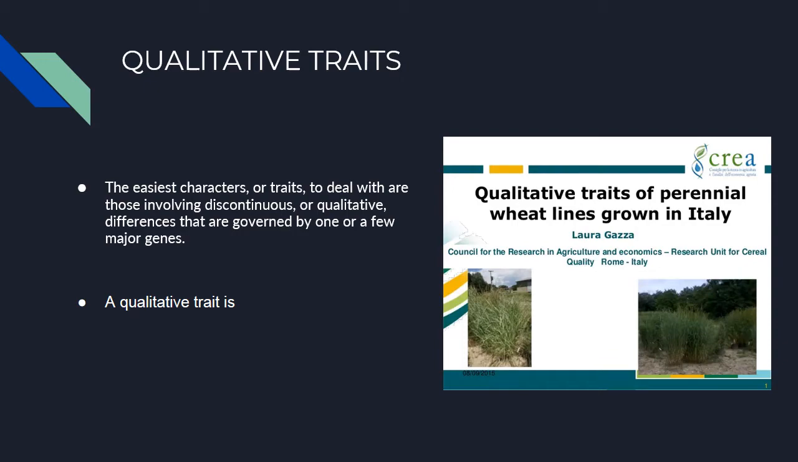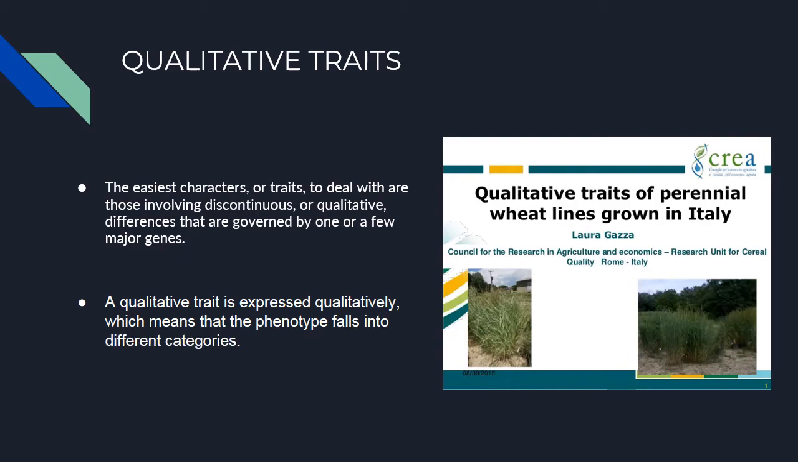A qualitative trait is expressed qualitatively, which means that the phenotype falls into different categories. The pattern of inheritance for a qualitative trait is typically monogenic.